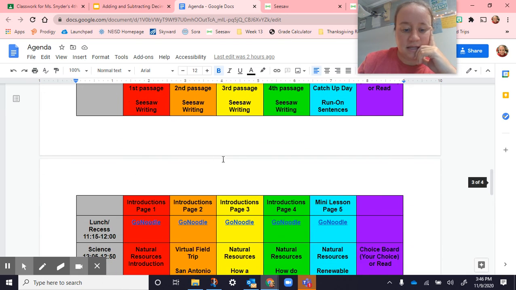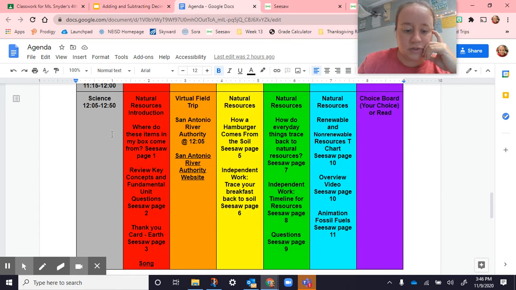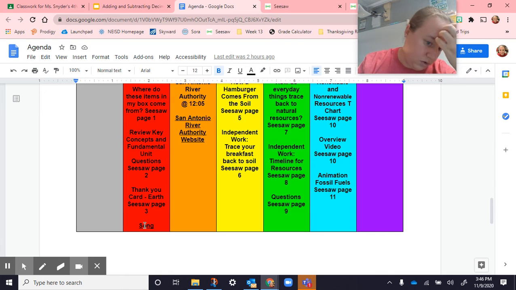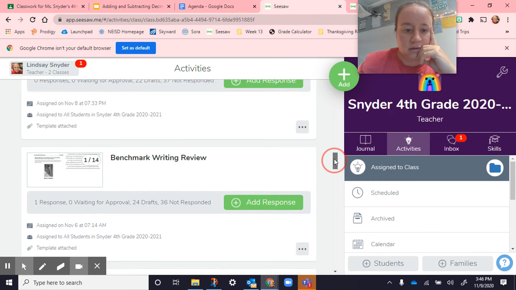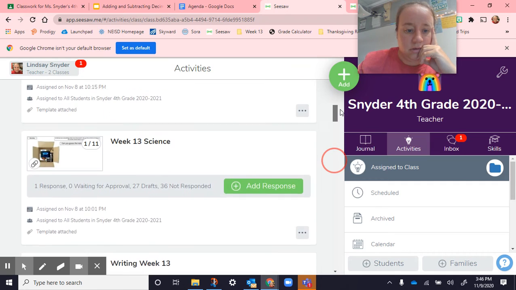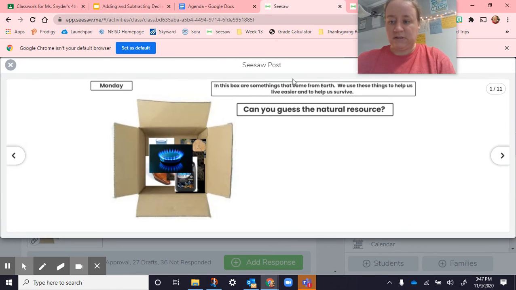And then for science today, we started talking about natural resources. So there's a song on here we were playing while everybody was getting in, so you can play that. You just click the link there and it'll take you straight to it. And then on Seesaw, let me find science. So week 13 science. Oops. Open my giraffe instead.